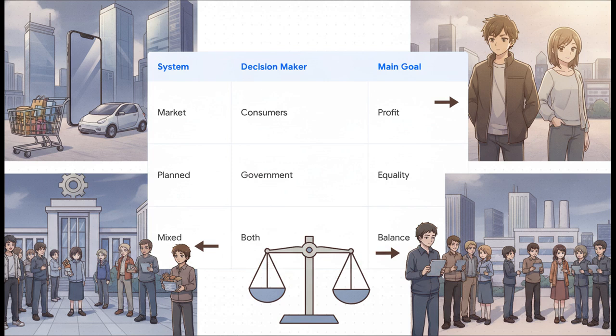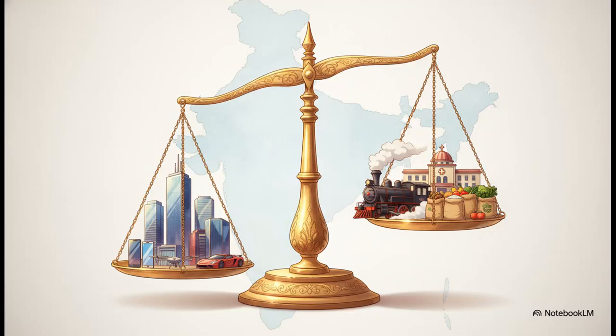On the flip side, you've got a centrally planned economy. Think North Korea. There, the government calls all the shots, usually aiming for equality, but that almost always comes at the heavy cost of efficiency and basic personal choices. And then you have the mixed economy, which basically tries to thread the needle between those two extremes. India is actually a fascinating example of this in action.